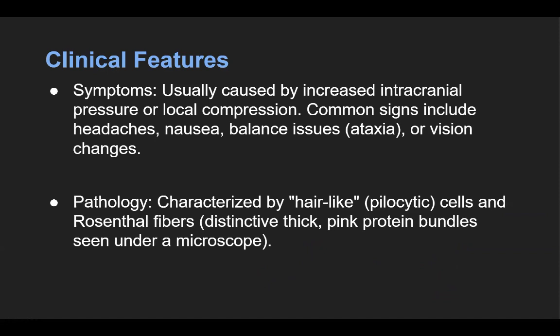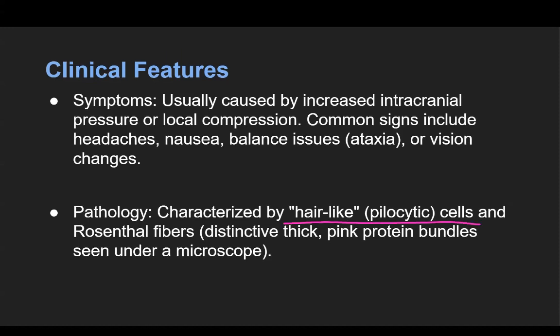What are the clinical features? Clinical features are going to depend on where the lesion is. Usually, it's going to present in a patient with signs of raised ICP or signs of mass effect. Common signs include headaches, nausea, ataxia, vision changes, etc. And pathology is for anybody who's appearing in the written exams in whatever boards they are sitting. They have Rosenthal fibers and they have hair-like pilocytic cells, which is why they are named pilocytic astrocytomas.